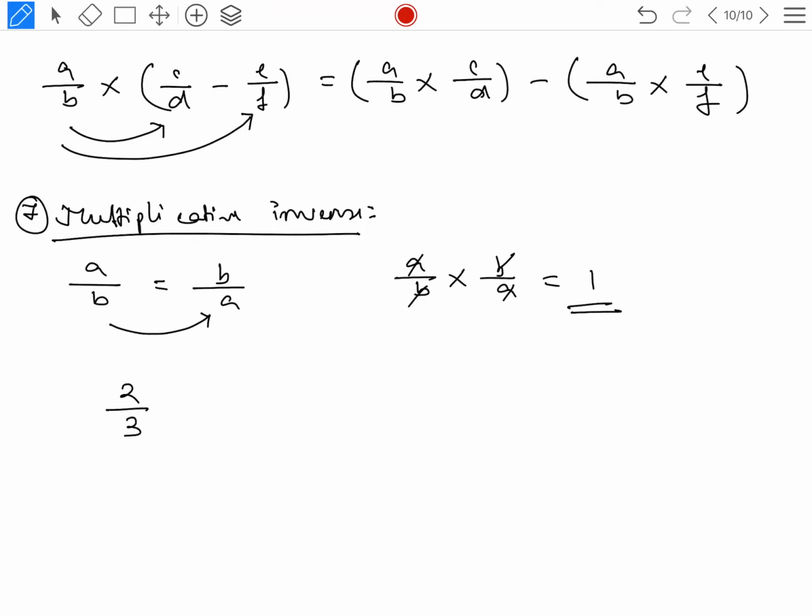For example, if one rational number is given 2 by 3, so what will be the multiplicative inverse of 2 by 3? You will write the multiplicative inverse of 2 by 3 is 3 by 2. Just invert them. Why? Because if we multiply them, 3 by 2, then the result we get is 1. Why? 3 and 3 can be cancelled, then 2 and 2 can be cancelled. Understood? So this is known as multiplicative inverse. So regarding multiplication you have understood.